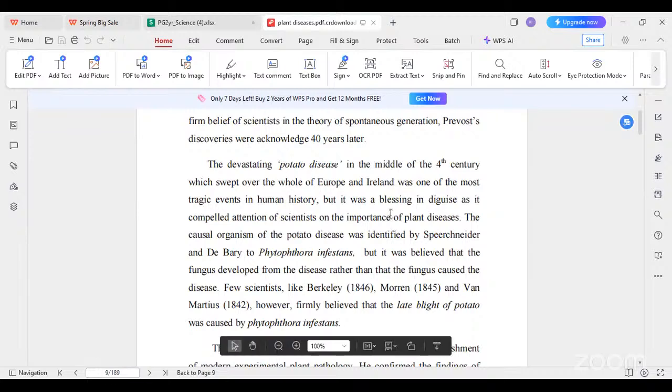The devastating potato disease in the middle of the 19th century, which swept over the whole of Europe and Ireland, was one of the most tragic events in human history. But it was a blessing in disguise as it compelled the attention of scientists on the importance of plant disease. The causal organism of the potato disease was identified by Speerschneider and De Bary as Phytophthora infestans, but it was believed that the fungus developed from the disease rather than causing it.